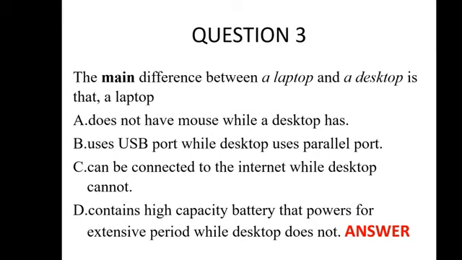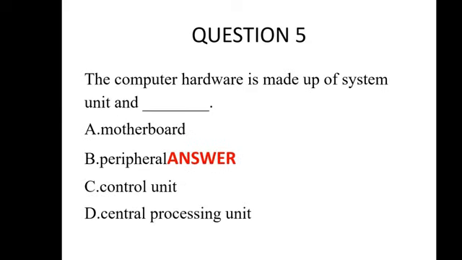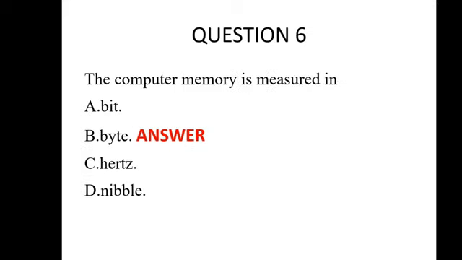3. The main difference between a laptop and a desktop is that a laptop contains high capacity battery that powers for extensive period while the desktop does not. 4. Abacus is used for addition and subtraction. 5. The computer hardware is made up of system units and peripheral. B. 6. The computer memory is measured in bytes.